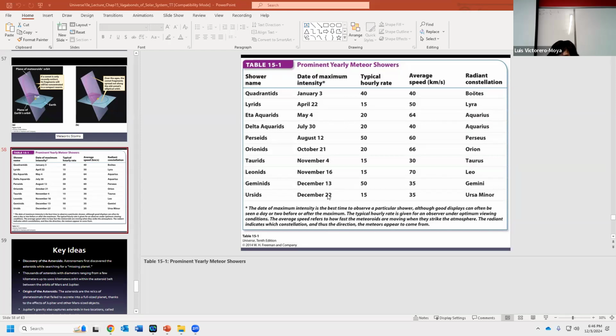Why do we call them, for example, the Geminids? Because you have to look towards the Gemini constellation. The Ursa Minor is always above the horizon, guys. So take your time before Christmas. December 22nd is on a Sunday, so you can actually go with family and see if you can watch it. Hopefully it won't be rainy, so you can have clear skies.